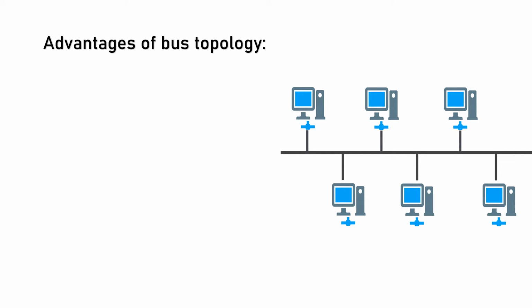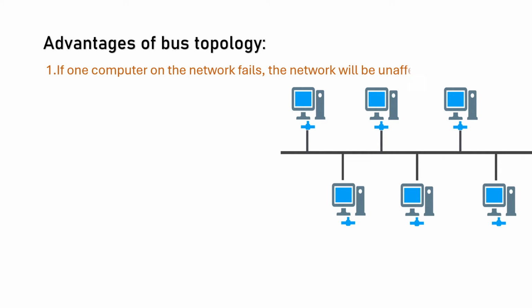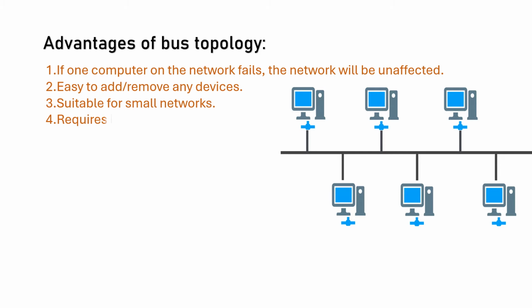Advantages of bus topology are: first, if one computer on the network fails, the network will be unaffected. Second, easy to add or remove any devices. Third, suitable for small networks. Fourth, requires less cable. Fifth, less expensive.